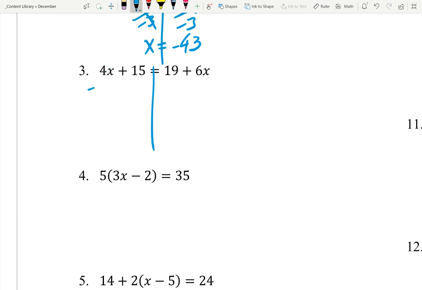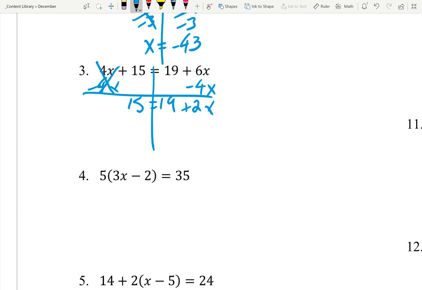Now to do that, I would have to subtract 4x. Because 4x minus 4x will have it disappear from this side. And when I do it to this side, the right-hand side, I can combine these together. So that leaves me the equation 15 equal to 19 plus 2x, because 6x minus 4x combines and makes 2x. So now I'm solving for x, just like numbers 1 and number 2.